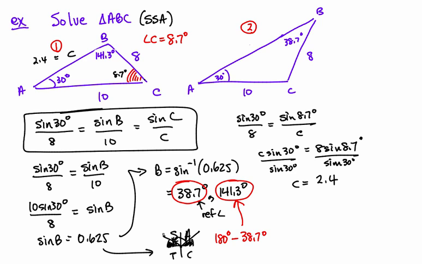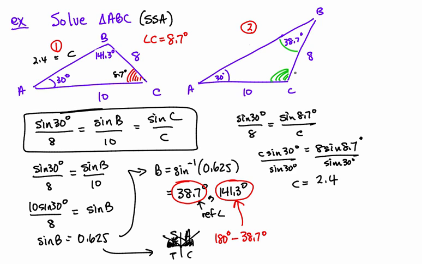And across from the smallest angle is the smallest side, the next smallest angle, the next smallest side, and the largest angle, the largest side. But that's only option number 1. Option number 2 requires me to do the same work, and I'll do it in green since I haven't used that, and use 38.7 degrees as my angle. So then C will be different.